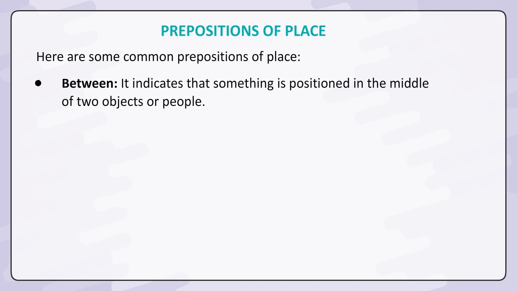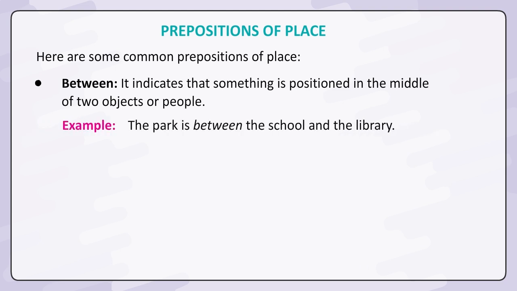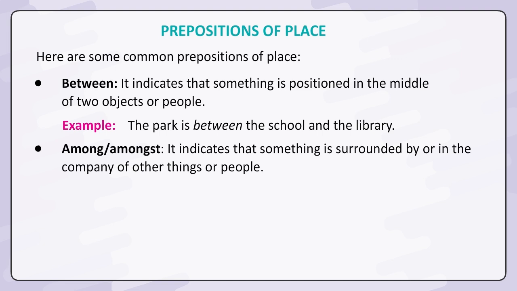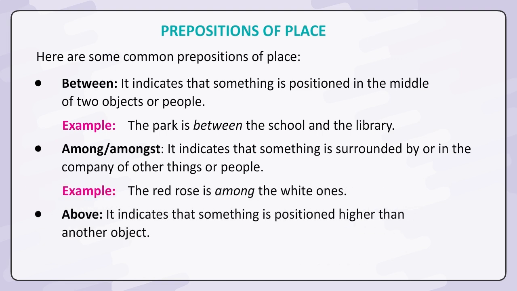Between. It indicates that something is positioned in the middle of two objects or people. Example, the park is between the school and the library. Among, amongst. It indicates that something is surrounded by or in the company of other things or people. Example, the red rose is among the white ones.